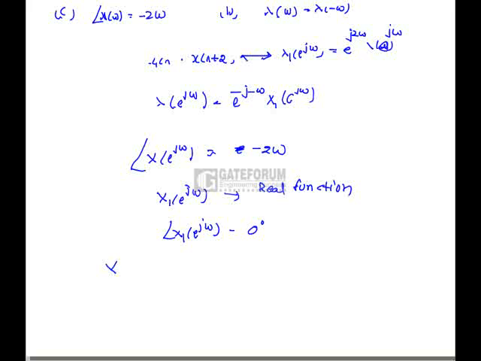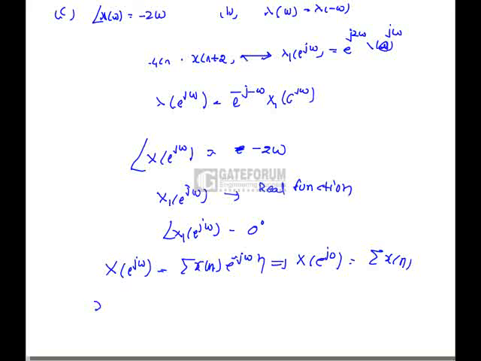Here X of e power j omega is nothing but the summation of x of n e power minus j omega n. From this, X of 0, meaning omega equals 0, is equal to the summation of x of n, which is not equal to 5. Hence option A is not true.